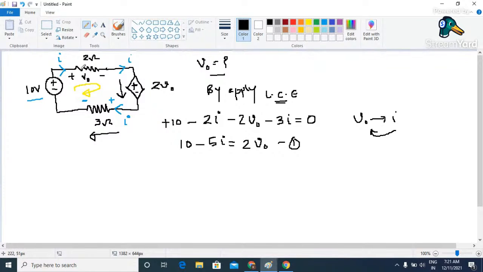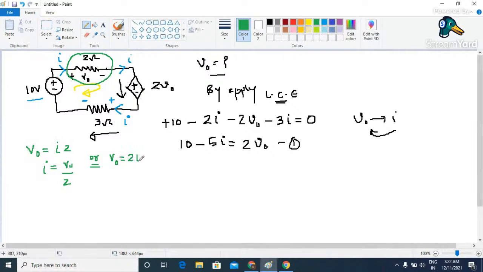Now see here, in this particular equation, let us focus only on this element. Suppose I am interested to write the voltage across this element, what will be the equation for voltage? It is simply V naught, which is equal to the current flowing through that circuit multiplied by the resistor. So from this I can write I is simply V naught divided by 2, or I can simply replace V naught as 2 into I.